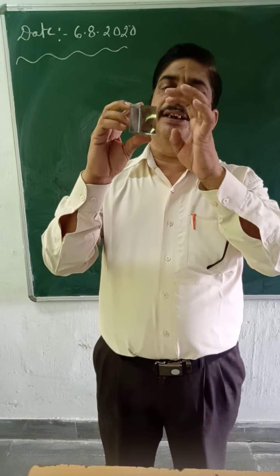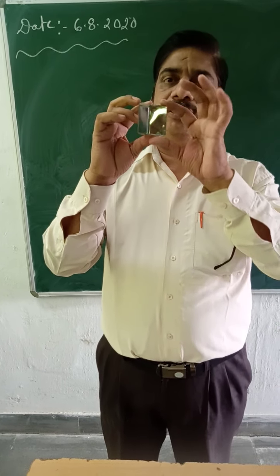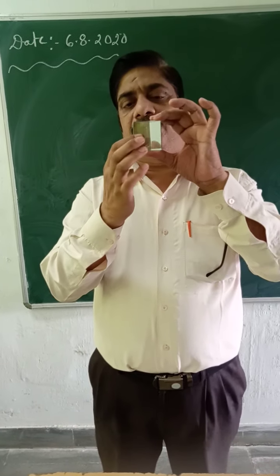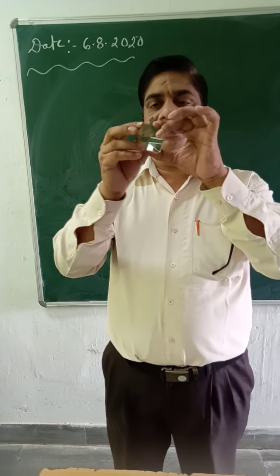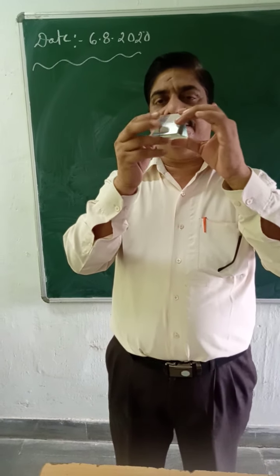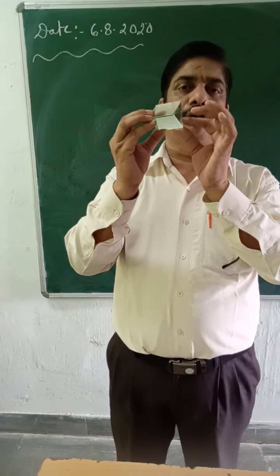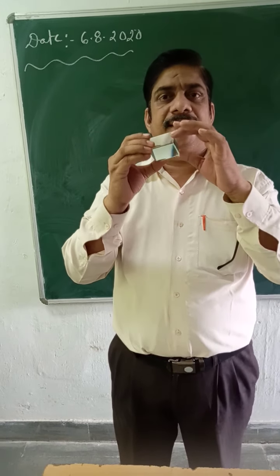And can you tell what is the shape of that one? Rectangular. So this prism has three rectangular faces and two triangular faces. This is triangular, this is triangular. So how many triangular faces? Two triangular faces and three rectangular faces.